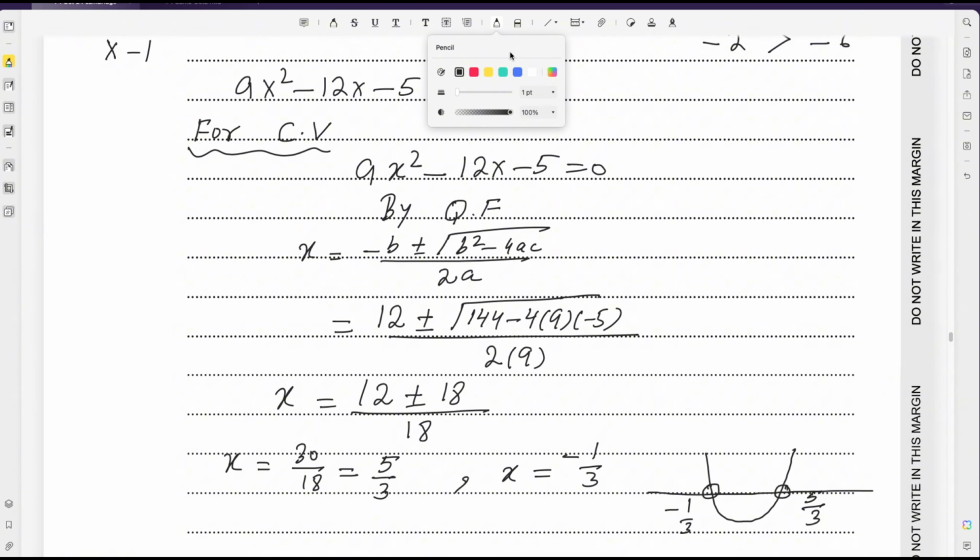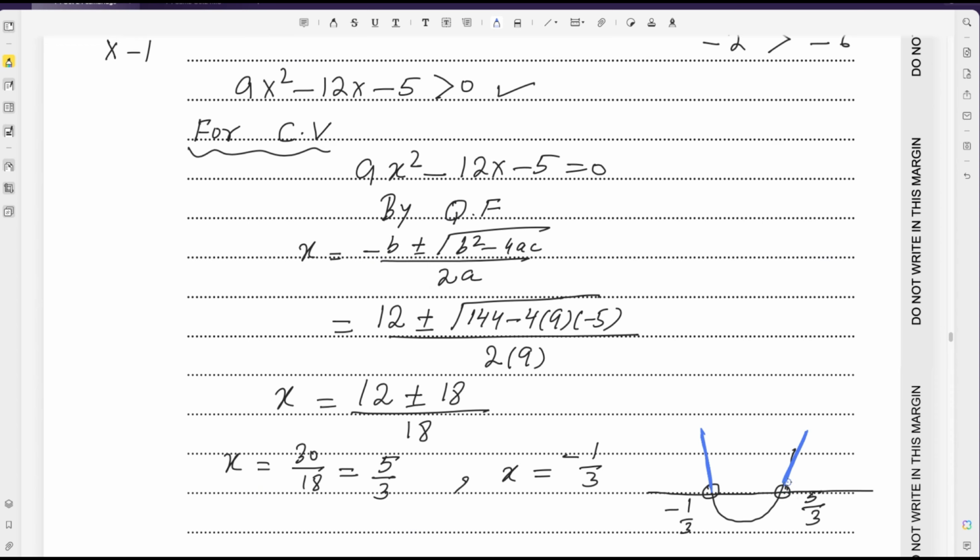Our function greater than 0 means we will consider this part of the graph. This is our solution. Greater than 0 means above the x-axis. If it is greater than 0, we will consider the graph above the x-axis. If it is smaller than 0, we will consider the graph below the x-axis. But here it is greater, therefore we will consider this graph.